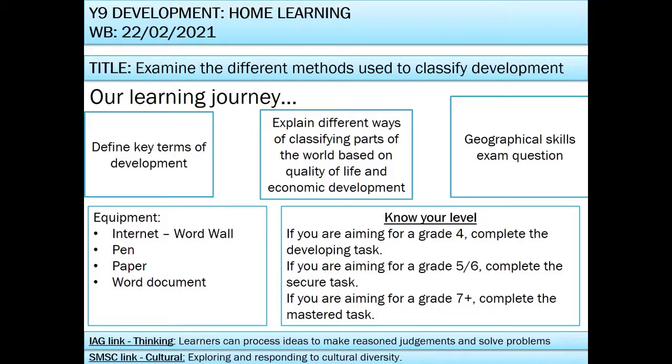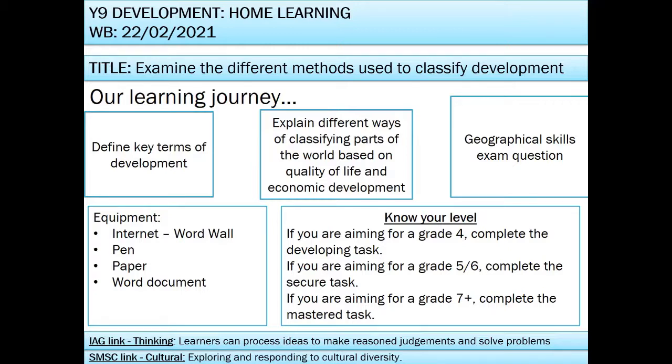So, 3 learning objectives for today's lesson. First one is define the key terms of development. So just looking at some keywords and what they mean. We're then going to explain the different ways of classifying parts of the world based on quality of life and economic development. And then finally, we're going to have a go at a GCSE geographical skilled exam question.